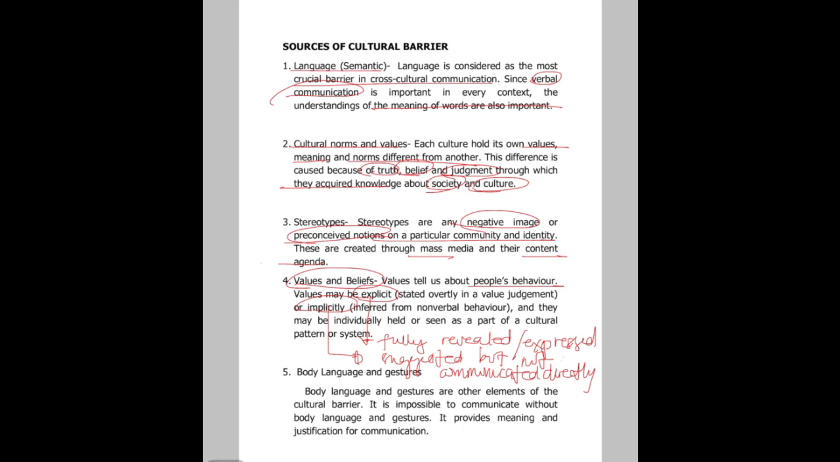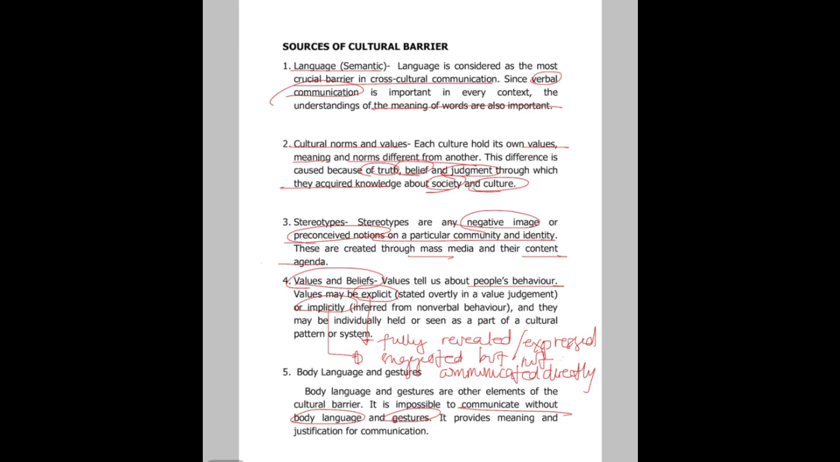So, body language and gestures are other elements of cultural barriers. It is impossible to communicate without body language and gestures. So, sabi nga nila, para daw mas kapani-paniwala yung sinasabi ng isang tao, there should be feelings. There should be gestures. You cannot say I love you towards a person without even, let's say, showing an emotion. You cannot even say I miss you without hugging a person kung nasa harap mo siya. You cannot say kay guest na welcome to Harvest Hotel without even being happy na welcome sila.